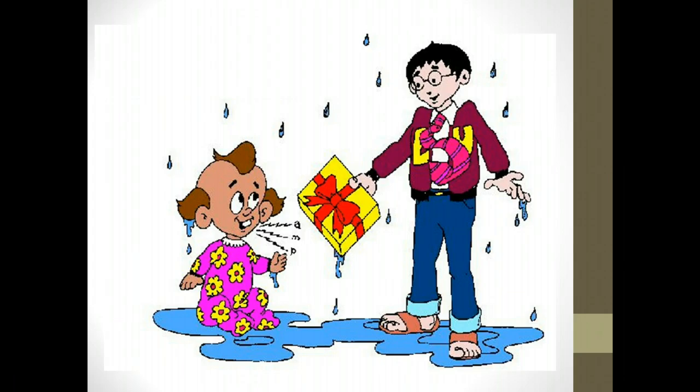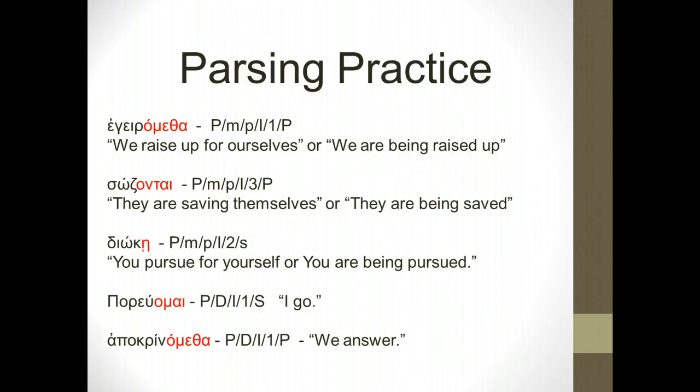All right, let's just look at a couple of practice sentences here, or practice words. Looking at this first one, I want you to see how I'm translating and parsing it. We have ergamatha, which comes from egeiro, which means I raise up. But now egeiromatha is a present middle passive indicative first person plural. And because it's middle passive, I can translate it one of two ways. I can either translate it as we raise up for ourselves in the middle, or I could translate it as we are being raised up.